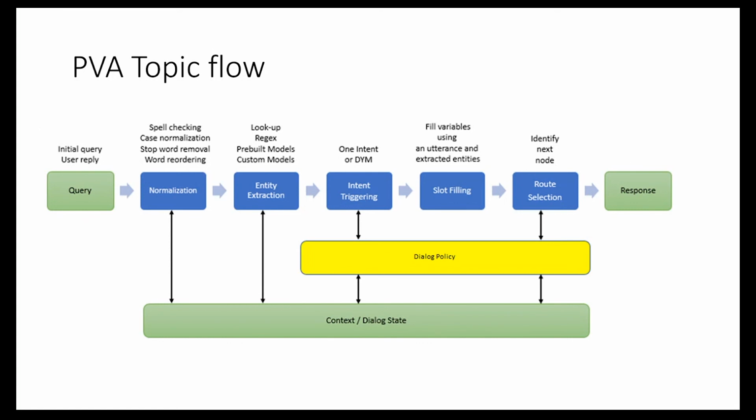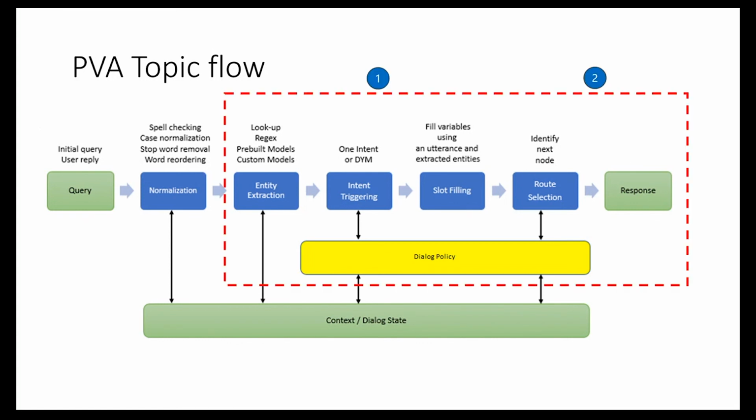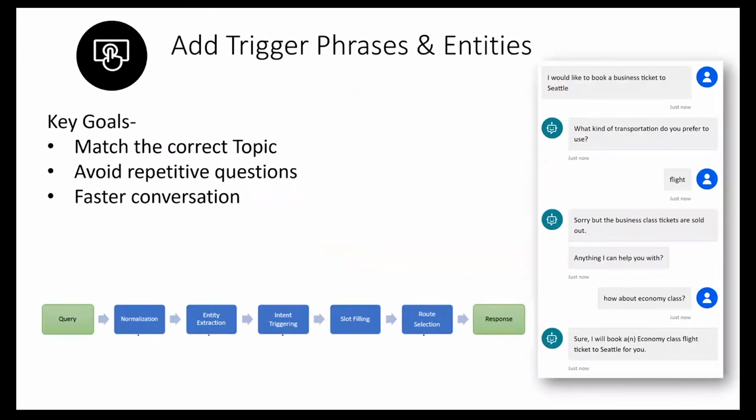so that you can take the user to the best possible response. So remember what we talked about, the goal of authoring. One is to detect the best intent match for that particular query, and the second one was to take the user to the best response. So both of those are covered as part of this flow, right? And we talked about trigger phrases and entities. As we talked, matching the correct topic or the intent is the key goal here of adding trigger phrases.